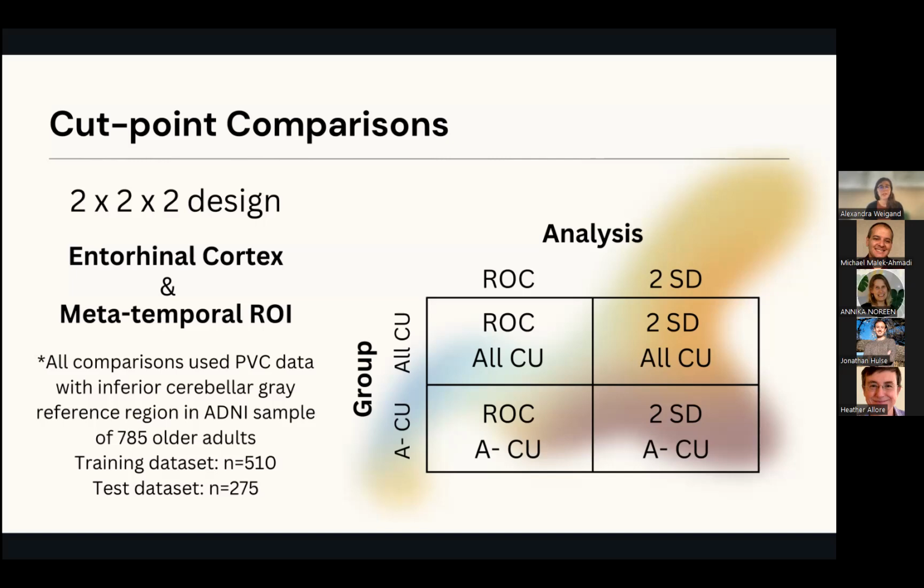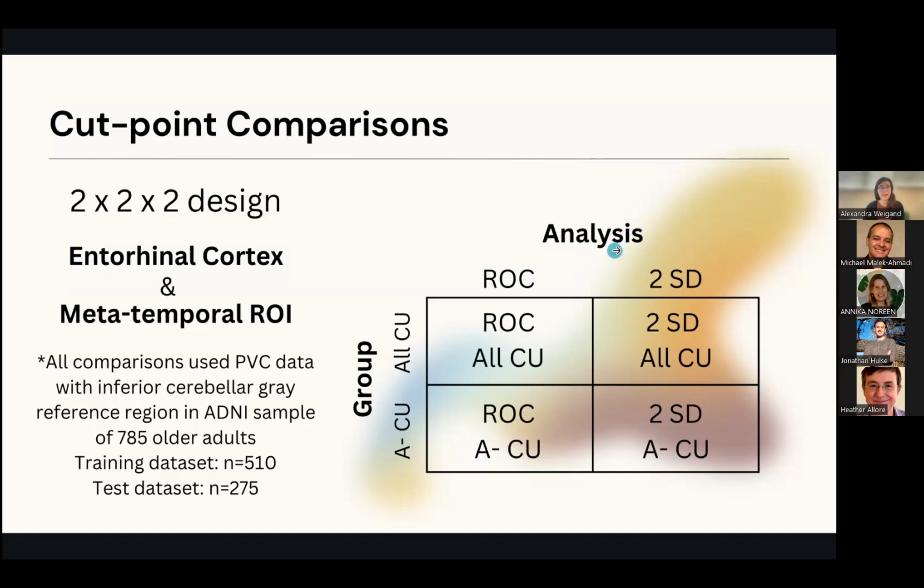So in a 2x2x2 design, I varied the region of interest, the analytic method, and the comparison group that was used. So that would result in ultimately 8 different ways of deriving these cut points. So the 2 regions of interest I used, one was the entorhinal cortex for really early stage tau deposition, and then that meta temporal region of interest that I mentioned from the Jack paper that was composed of a variety of temporal regions.